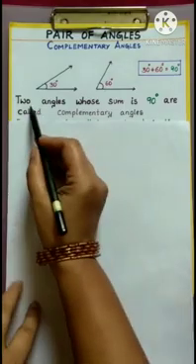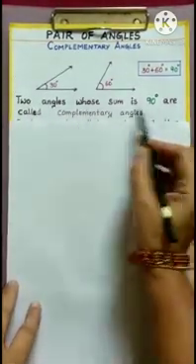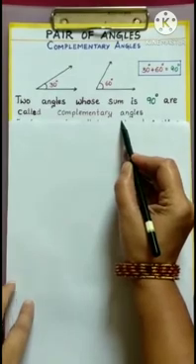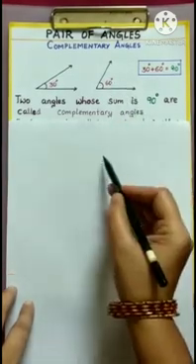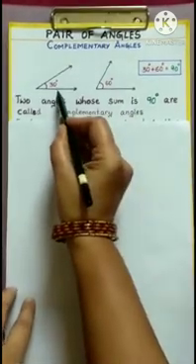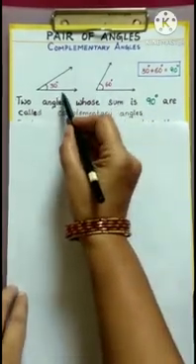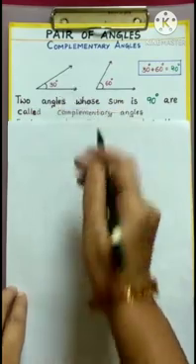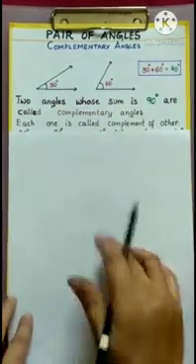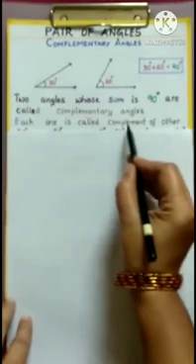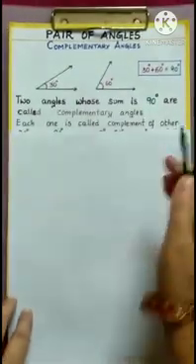So we can say that two angles whose sum is 90 degrees are called complementary angles. And we can also say that the complement of 30 degrees is 60 degrees and the complement of 60 degrees is 30 degrees. So from this we can say that each one is called the complement of the other.